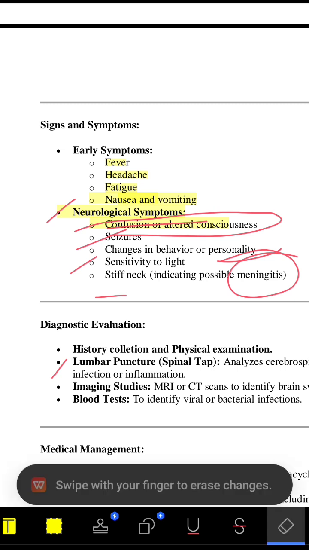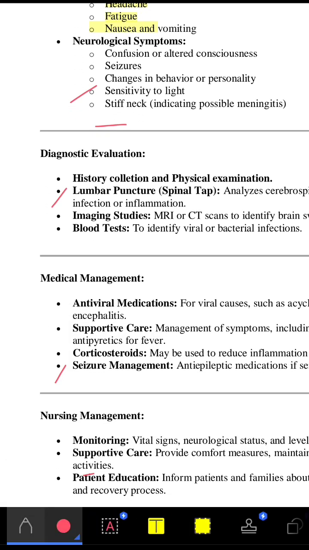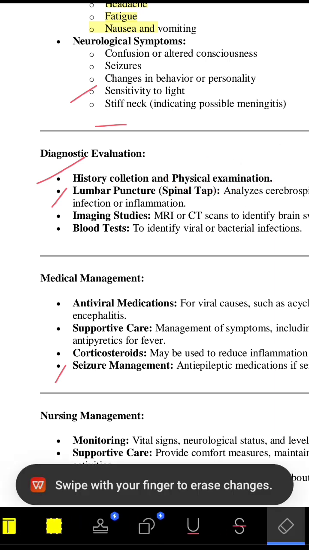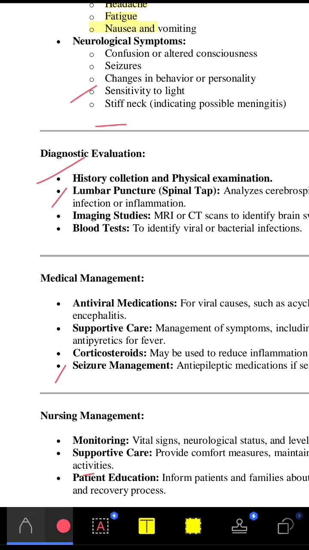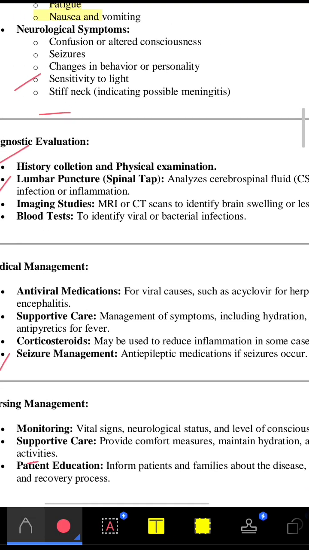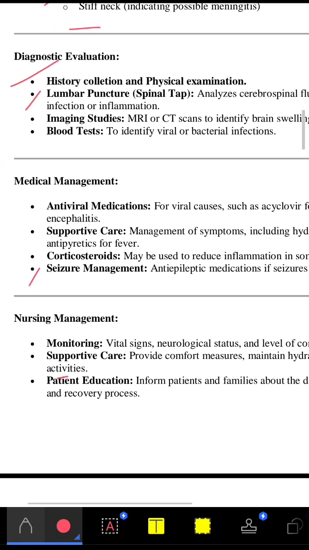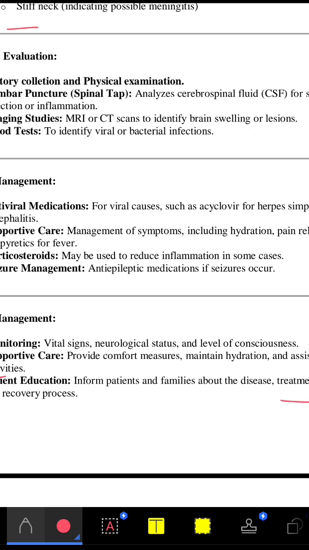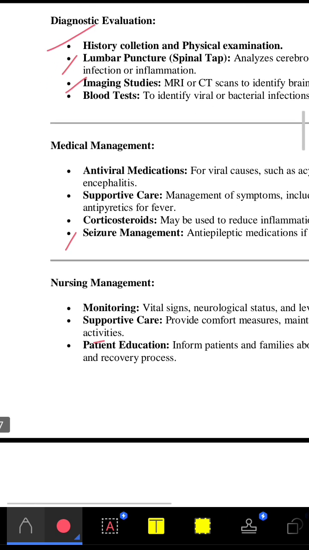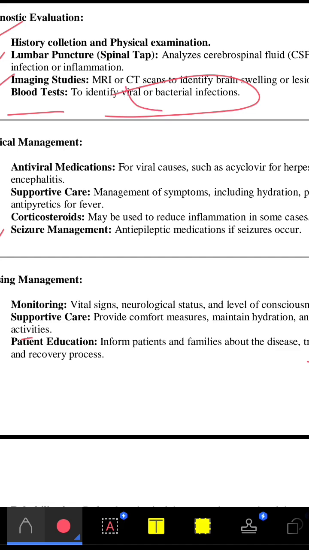Next we'll move on to diagnostic evaluation. First of all we have to do history collection and physical examination. And next test is a lumbar puncture or spinal tap. This test is done to analyze the cerebrospinal fluid for signs of infection or inflammation. And next is imaging studies, MRI or CT scan, to identify brain swelling or lesions. And next is a blood test, which is required to identify viral or bacterial infections.